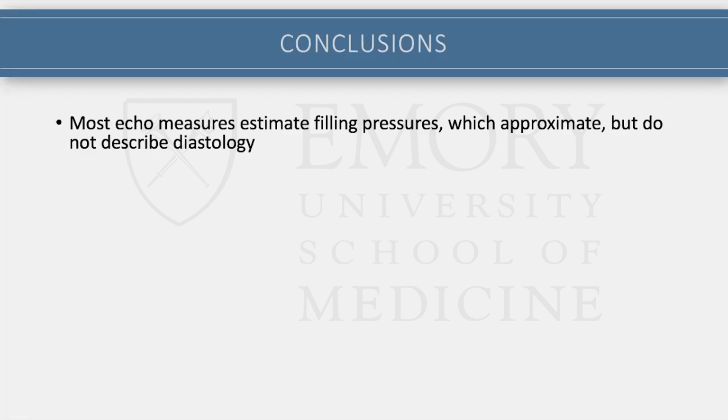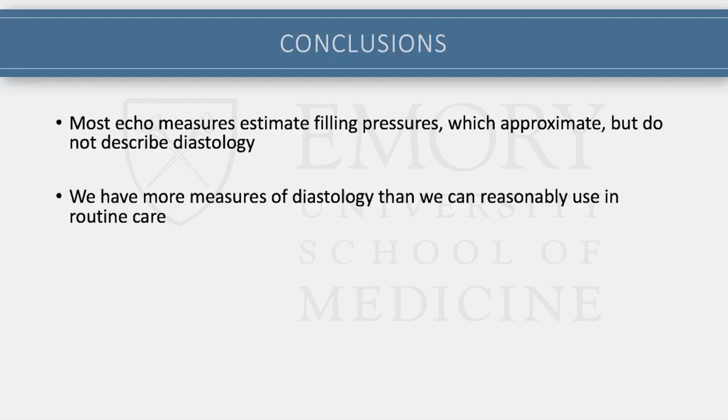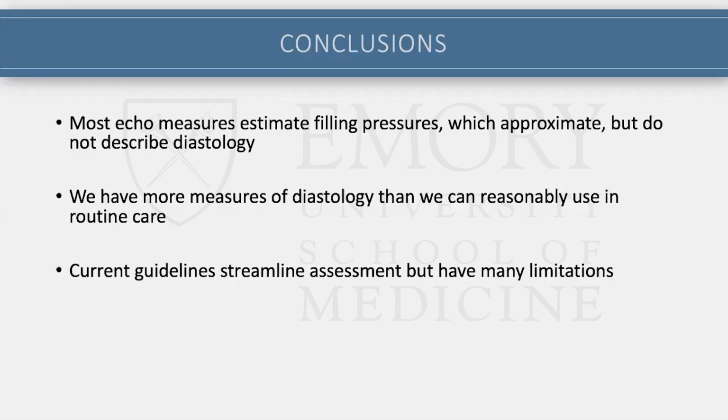So a few things I learned as I was researching this: most echo measures really estimate filling pressures, which approximate but don't necessarily directly describe diastology. We have more measures than we can reasonably use in routine care for diastology. The current guidelines, the 2016 guidelines, try to streamline all of these measures into something that's useful for us, but have limitations.